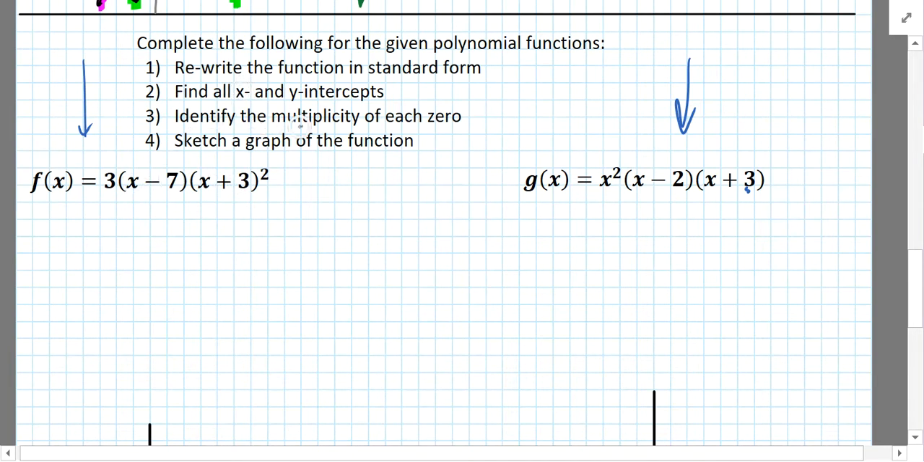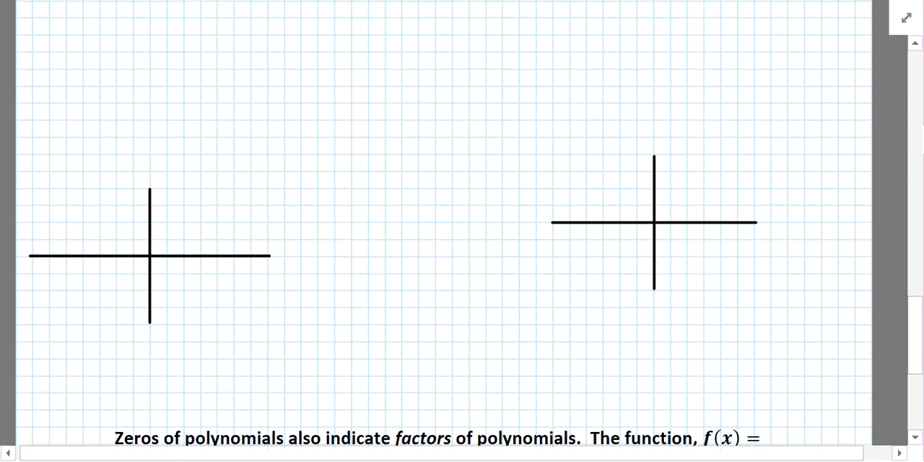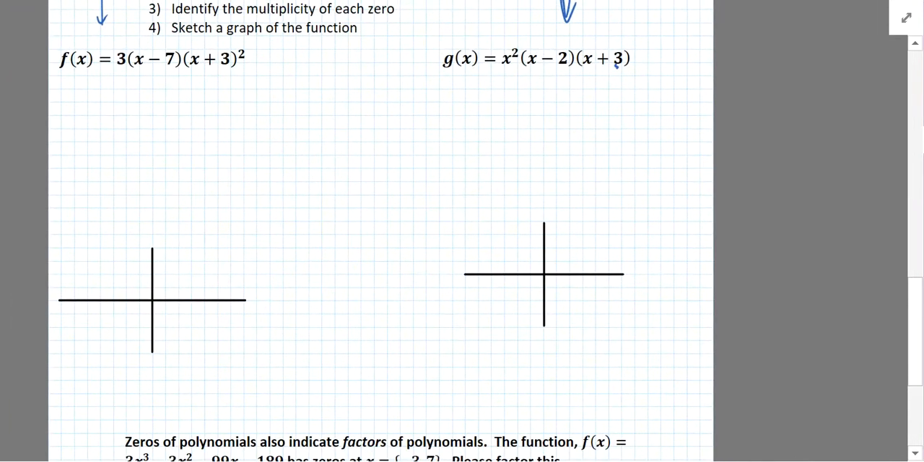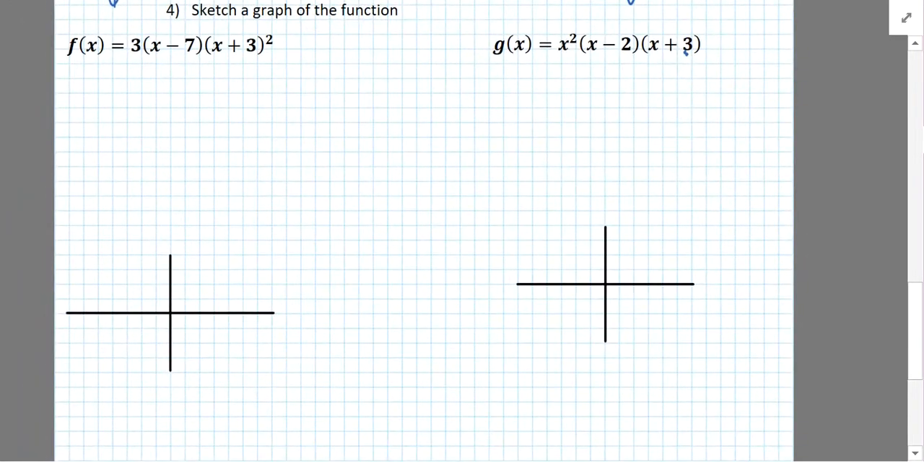Identify the multiplicity of each zero and make a note of that. And with the multiplicity of each zero, sketch a graph of the function. You can skip this for the time being, and we will cover it in another video. But go ahead and pause the video now and try your hand at these two examples. You can resume playback in a moment to check your work.